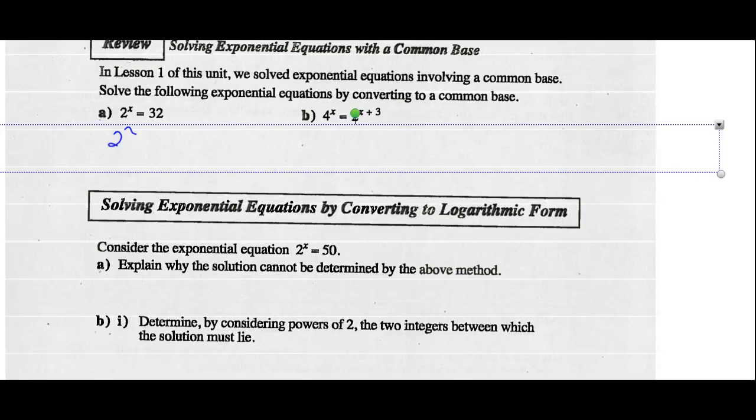So I can rewrite 2 to the x equals 32 as 2 to the x equals 2 to the 5th. Now that I've equated these values with the same base, I can equate the exponents. So x should equal 5.